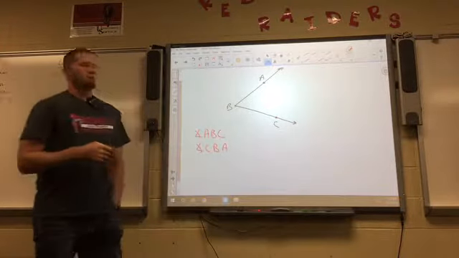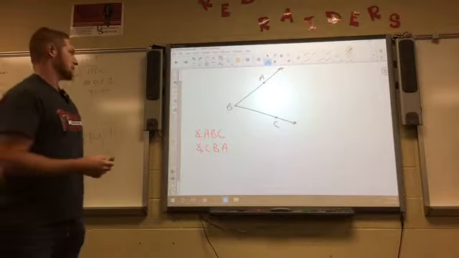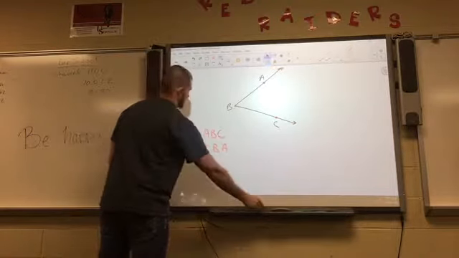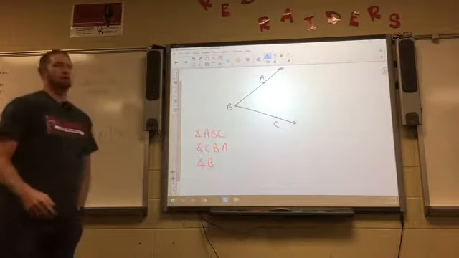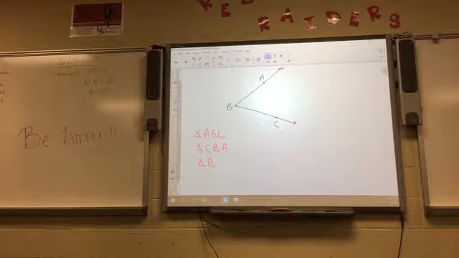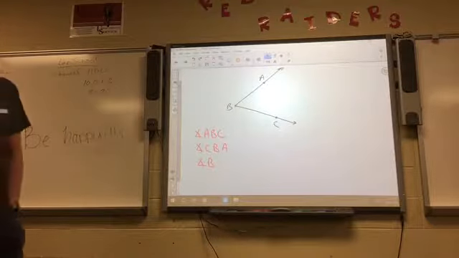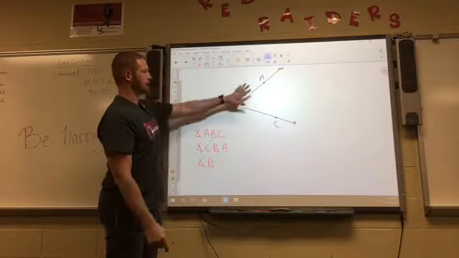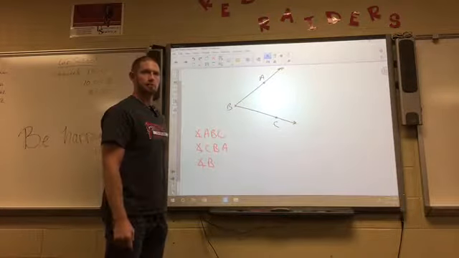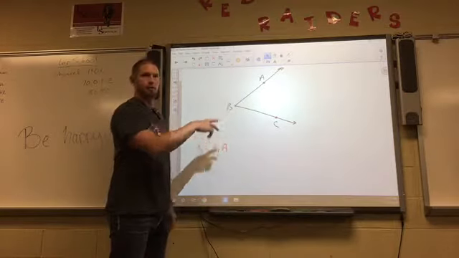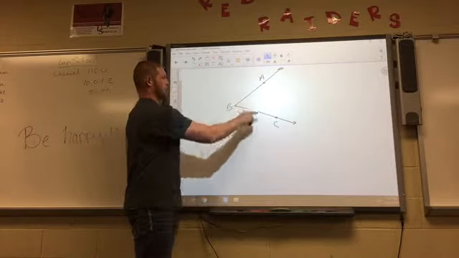Now, you could also call this angle B, to save yourself some time. But I want you to be very careful with that because that doesn't work all the time. The reason it works right now is because how many angles are at point B? One, right? We don't count anything over 180. Right now there's only one.